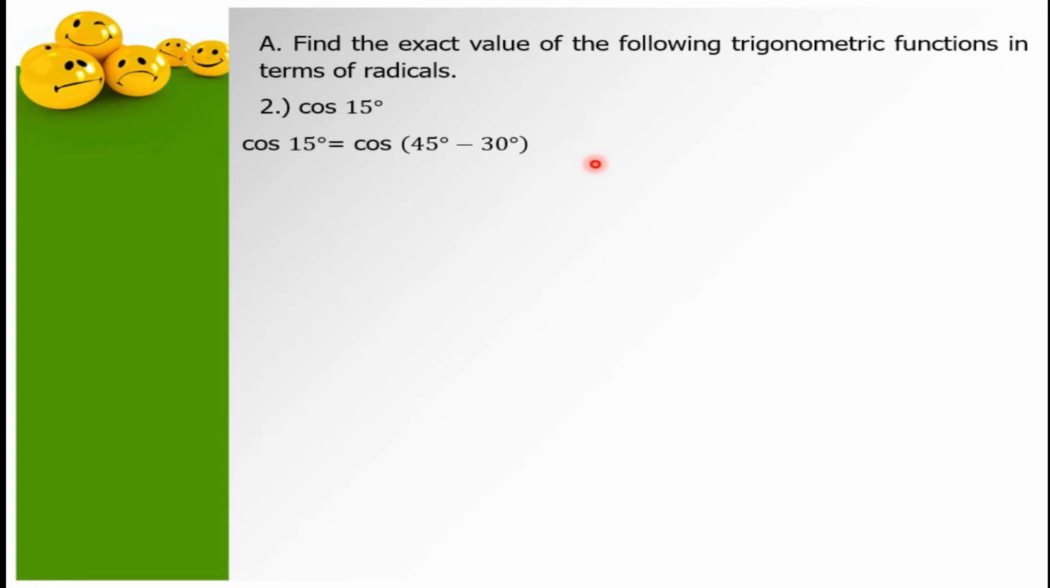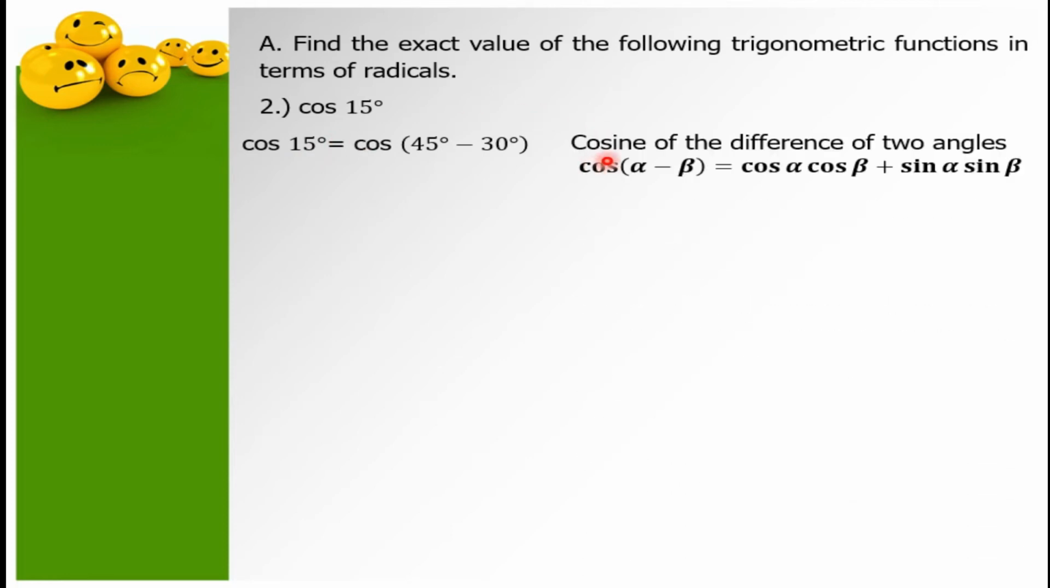Okay? So, what is this? This is the cosine of the difference of two angles. So, we are going to use this formula. Okay, by substitution, we have here, so cosine alpha, our alpha is 45, times cosine beta, or beta is 30 degrees, so this is now cosine 30 degrees, plus sine alpha, that is sine 45 degrees, times sine beta, that is sine 30 degrees.